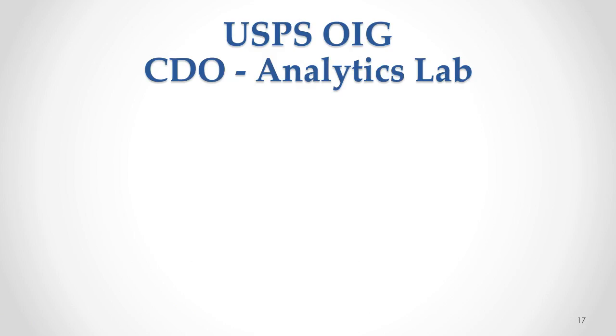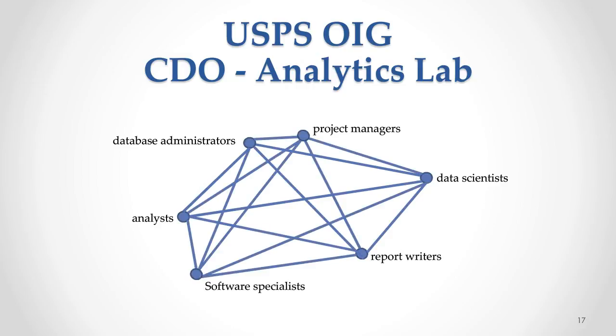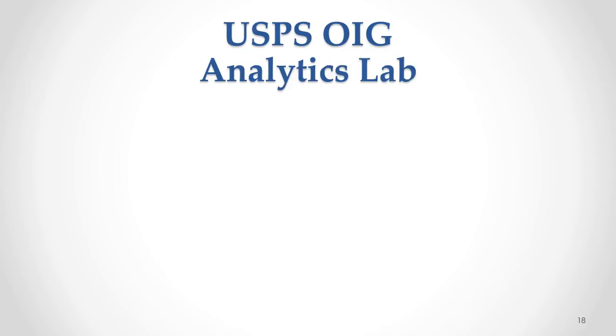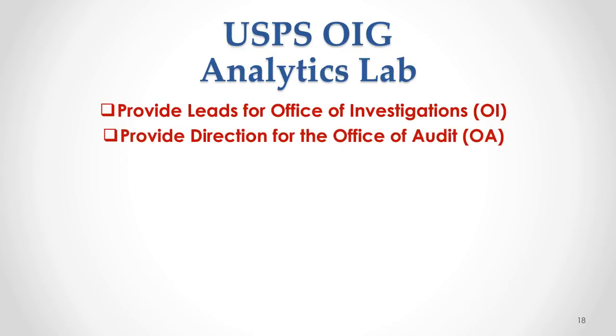So within the OIG, our GIS shop is within our Chief Data Office and within our Analytics Lab, which is composed of a slew of people. We have DBAs, we have data scientists, we have analysts, report writers, project managers, and software specialists. And all these people can wear individual hats, or one person can wear all of these hats. So it really just depends on the project. And then also within our lab, our main focus is to provide leads for investigators and give direction for our audit. So help audit narrow down where they should be focusing.